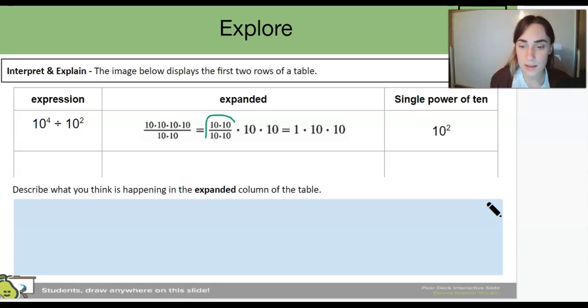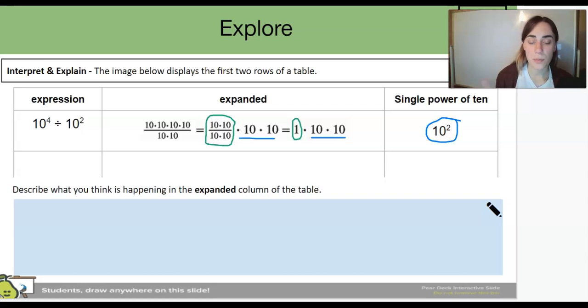I want you to look at how this 10 times 10 divided by 10 times 10 becomes 1. That's in green. And then how what's left over becomes our single power of 10. So pay attention when you go into the next slide and when you think about dividing numbers in exponential notation. Think about what can become a 1, which we remember, when we multiply 1 times anything, we get that value back, right? So 1 times 5 is 5, 1 times 100 is 100, 1 times negative 1/3 is negative 1/3. When we're dividing numbers in exponential form, think about what becomes a 1 and what is left over.